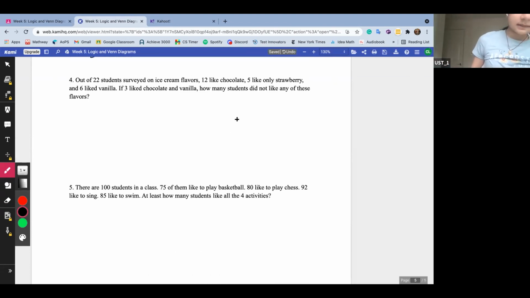Okay, so I'm just going to quickly explain these last two questions. Out of 22 students surveyed on ice cream flavors, 12 like chocolate, 5 like only strawberry, and 6 like vanilla. If 3 like chocolate and vanilla, how many students did not like any of these flavors?